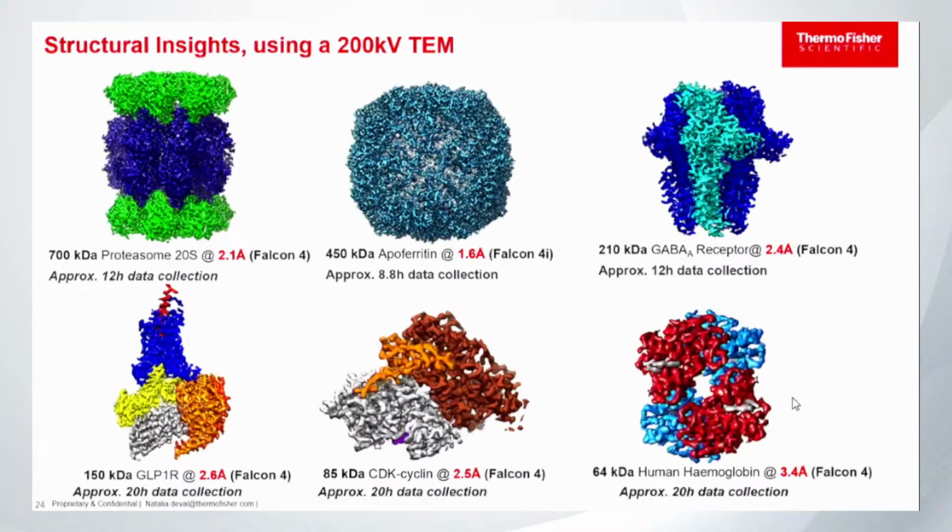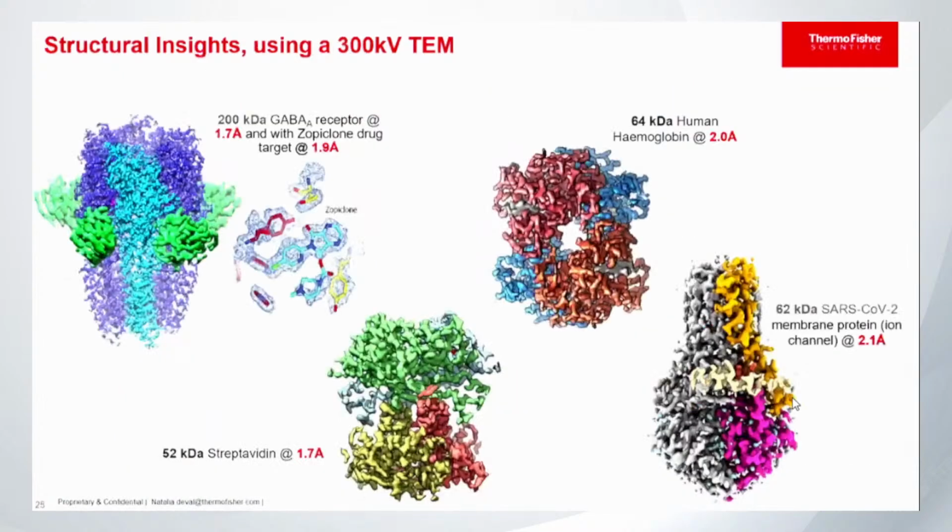Okay. So 85 kilodalton, 2.5 angstroms. So it's already very good. Even smaller, 64 kilodalton, hemoglobin at 3.4 angstroms. So very, very cool results. What happens if you are working with the best instrument right now on the market, the 300 kV voltage? You are producing the electrons very, very quickly. So that means the contrast is going to be probably better, and mostly the resolution.